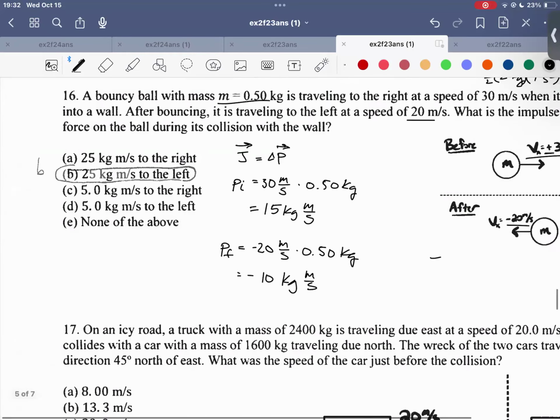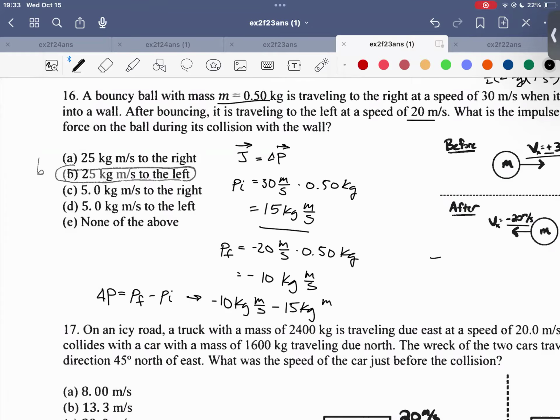When we set up our delta P, we're given this: delta P is equal to momentum final minus momentum initial, right? So when we plug this in, we get negative 10 kg meters per second minus positive 15 kg meters per second, and that leaves you with negative 25 kg meters per second.